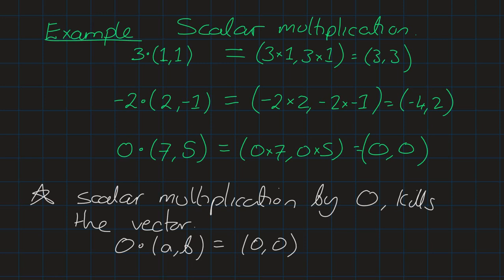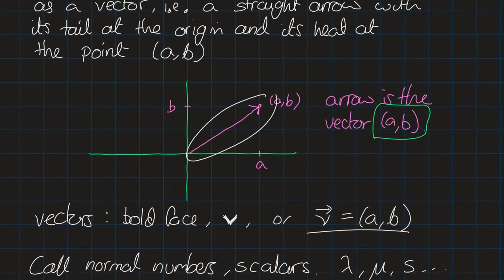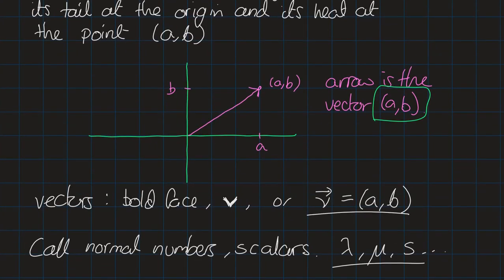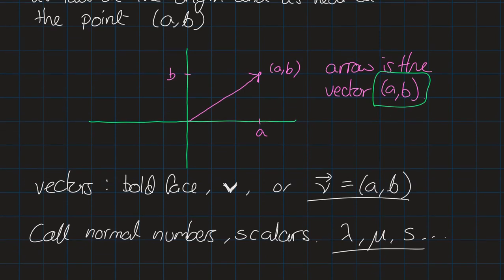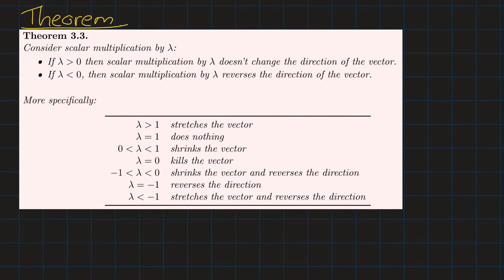Now I want to mention a geometric interpretation of what scalar multiplication is. This is all very algebraic, this stuff here, but I like to think about vectors as geometric objects. I mean, by definition, a vector is an arrow, right? So what happens to this arrow when I scalar multiply? That's the question I want to answer now. Well, we answer that with this theorem. So here's a theorem, and the theorem says consider scalar multiplication by lambda. So lambda is a variable in this case.